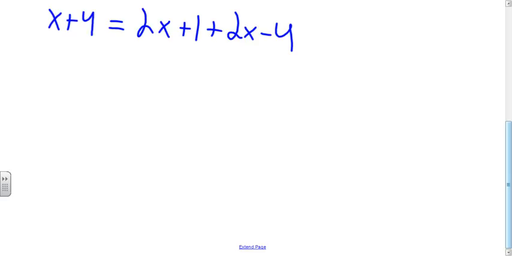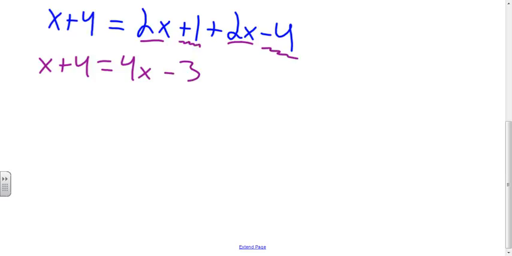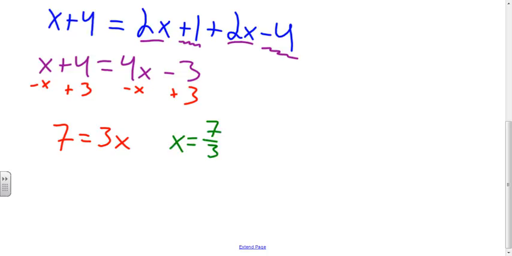Now, we can combine some like terms. We'll leave over here our x plus 4 equals 2x and 2x become 4x. 1 and negative 4 become negative 3. So from here, we would say add 3, minus x, 7 equals 3x. So we just solve for x and say that x is then 7/3.